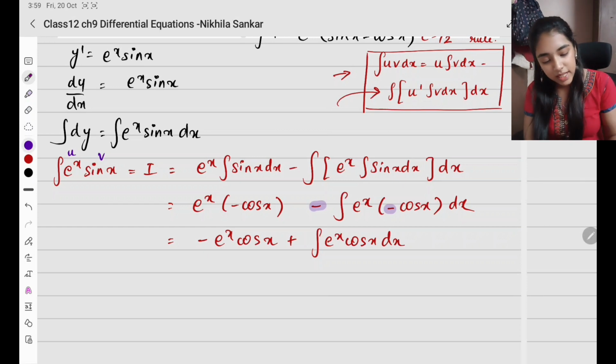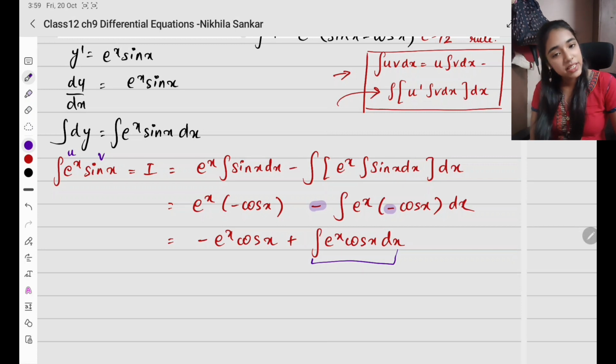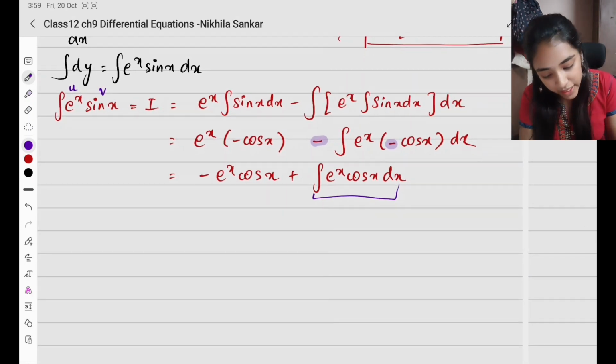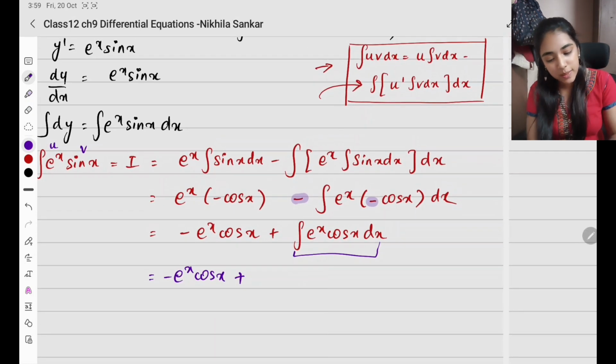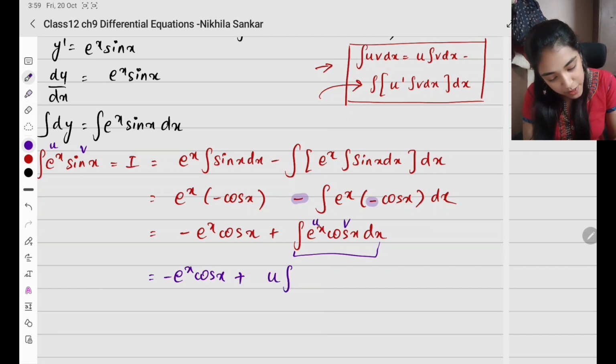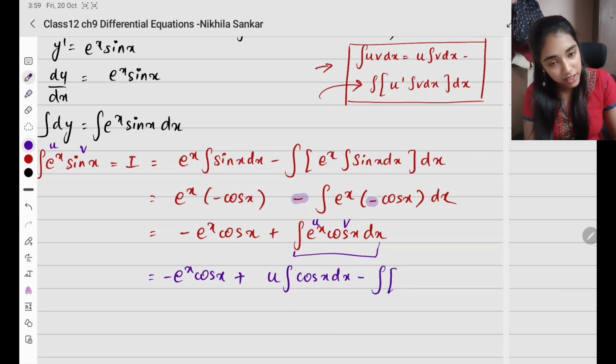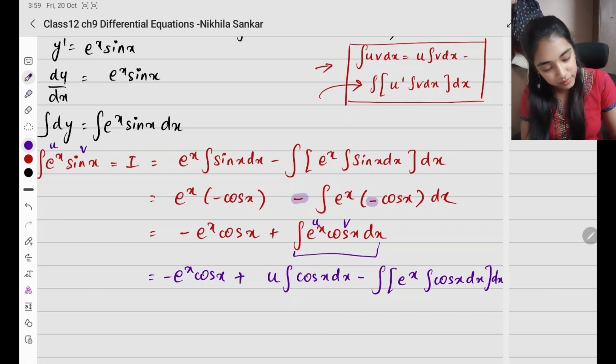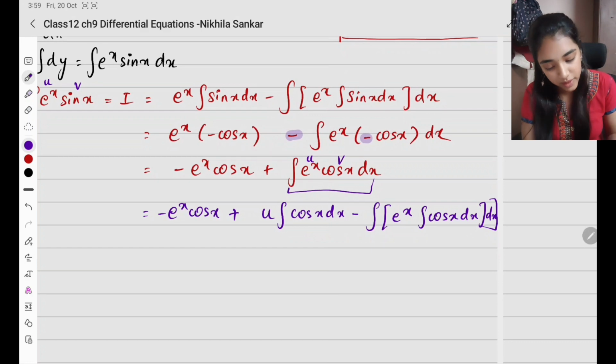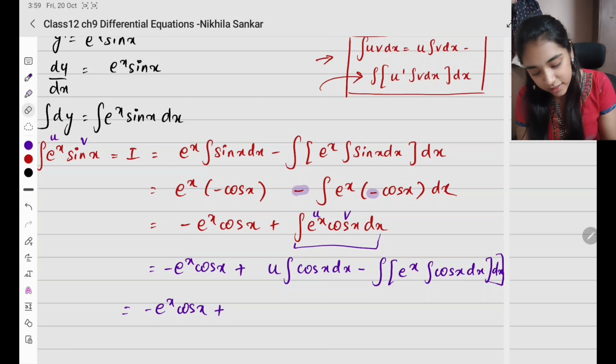Okay? Now here I am again having a term which has e to the x and cos x. Can we integrate this separately? Now again I'm going to use the formula. So this is simply going to be e to the x cos x, no change, plus, substituting in the integration formula, this is going to be my u, this is going to be my v again. So the integral is going to be u times cos x dx minus the integral of, open the bracket, u dash, which is the derivative of e to the x, e to the x itself, integral of cos x dx, close the bracket dx. Close the final bracket. Okay? Now, this is going to be e to the x cos x plus, what is in the place of u? There is no u.